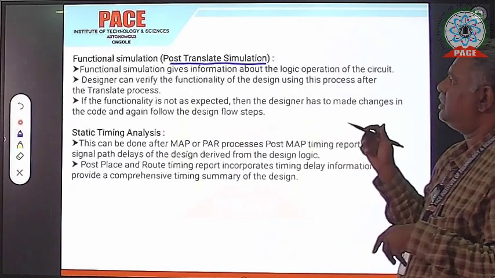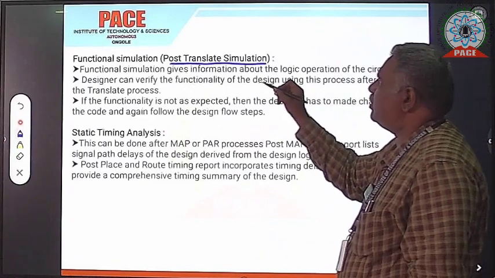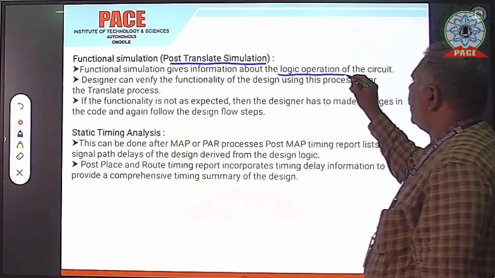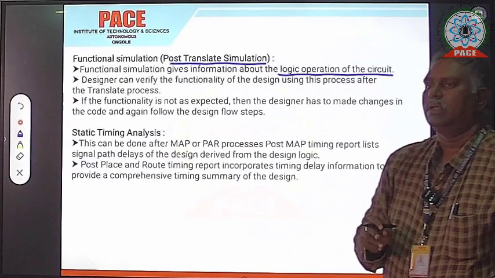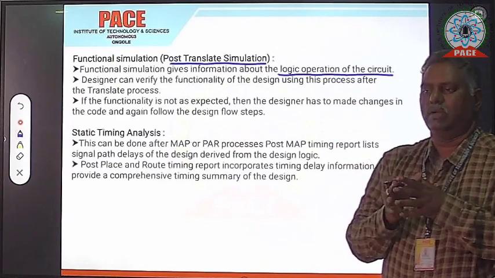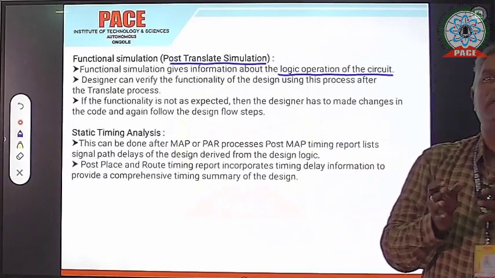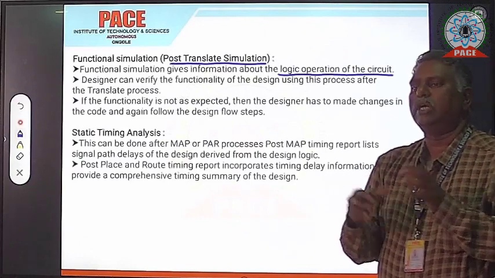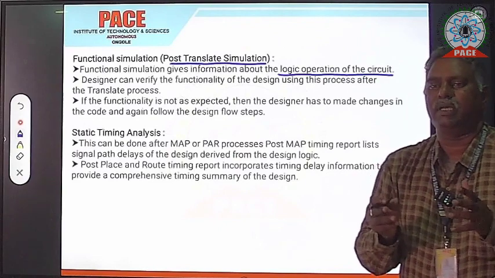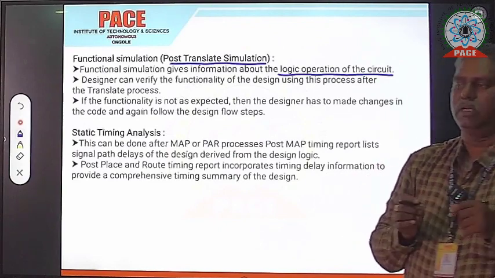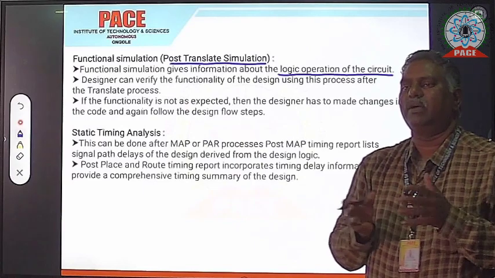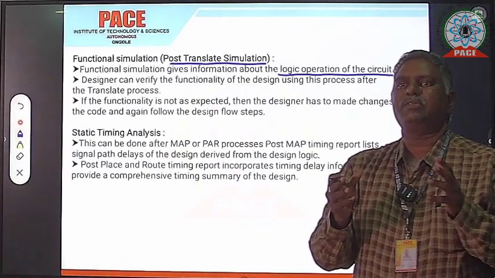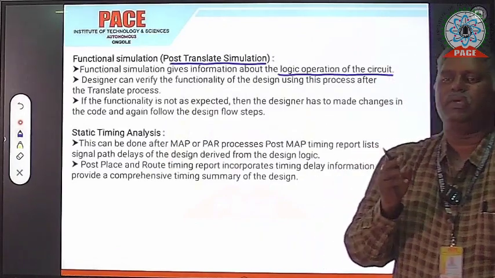So in this we are going to see what happens in a functional simulation. We are going to see the logical operations of the circuit, so logically whether it is good or not. For example, if we design an AND gate, what is the AND gate functionality? We know the truth table. If you take A and B as the inputs and Y as the output, the function of the AND gate is Y equals A and B.